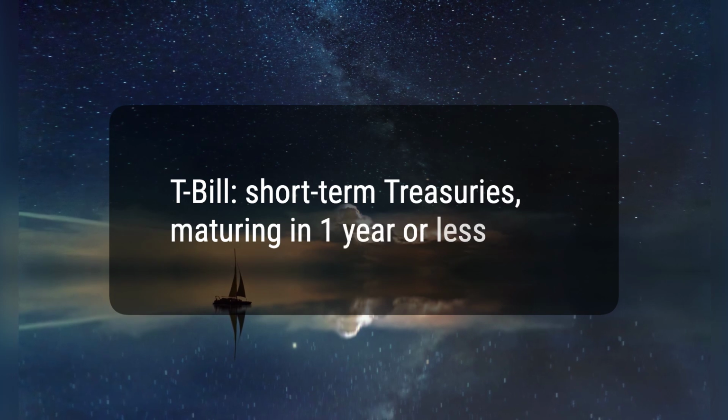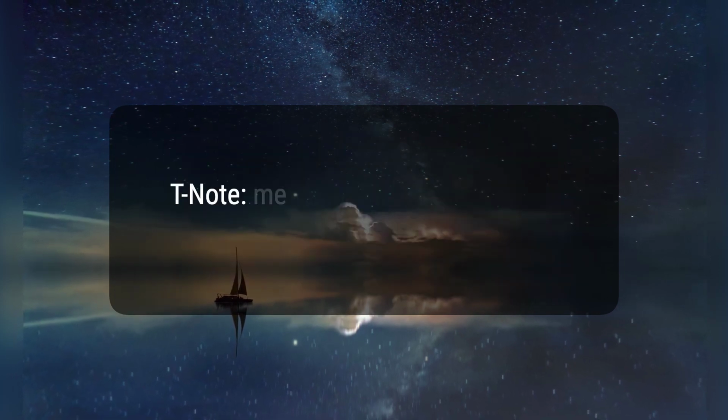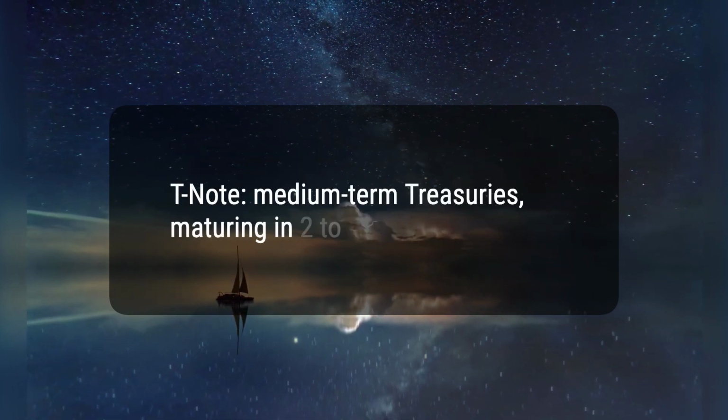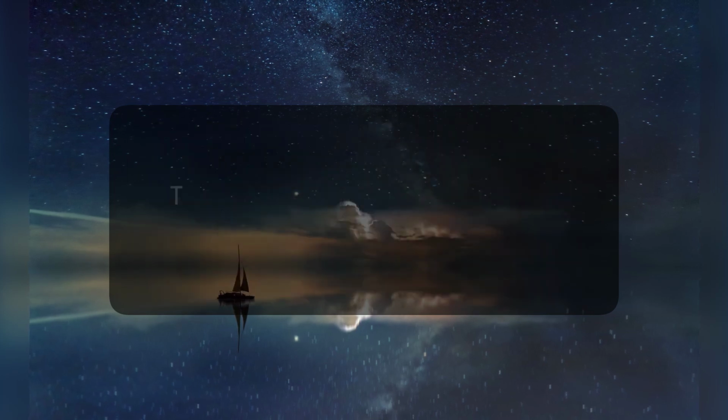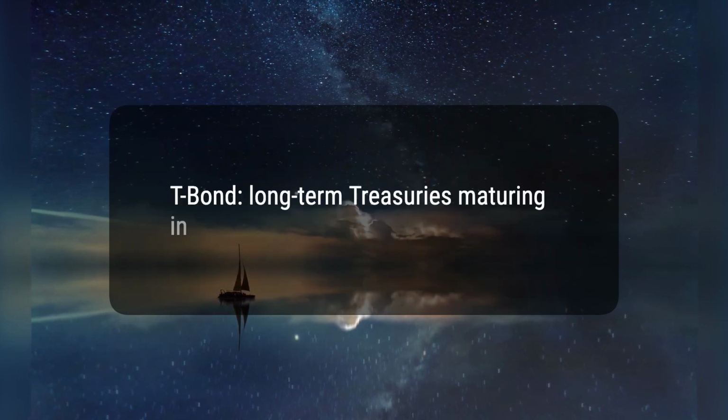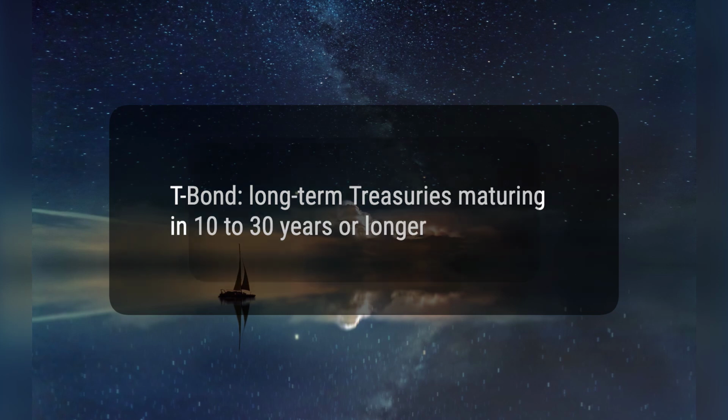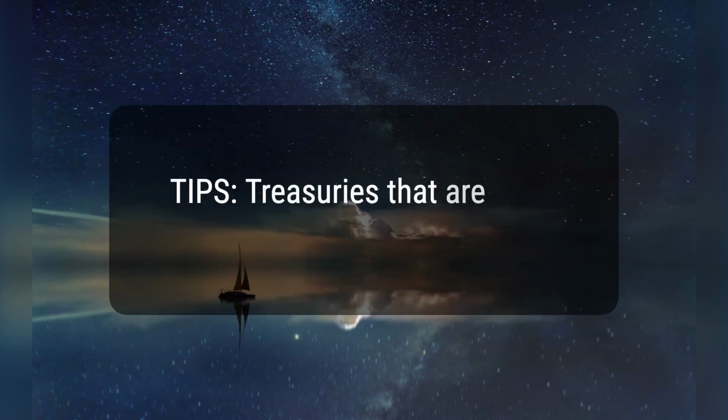9. T-note, medium-term treasuries, maturing in 2 to 10 years. 10. T-bond, long-term treasuries maturing in 10 to 30 years or longer. 11. TIPS, treasuries that are indexed to inflation.